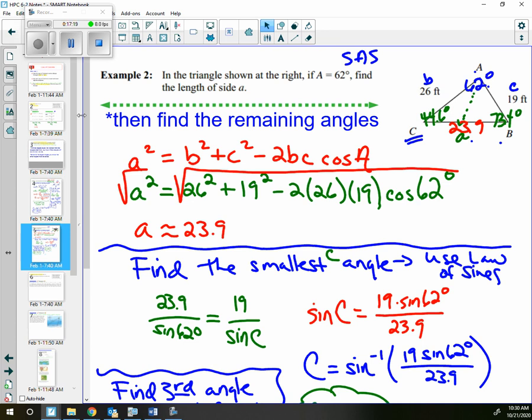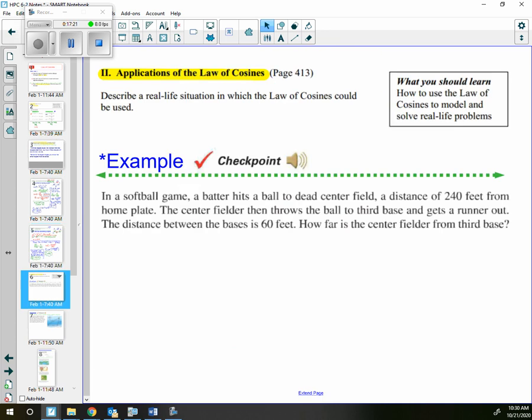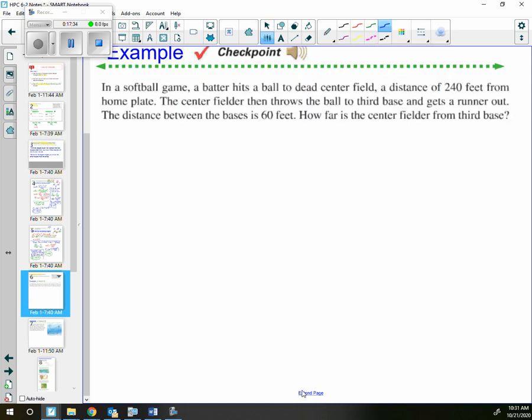All right, now let's talk about some applications. So we're going to do two different things here. We're going to talk about how we calculate in these oblique triangles, meaning non-right triangles, using things like law of cosines to help us solve. So here's the first one we're going to do. We're going to do some softball. You could do the same thing with a baseball field as well.